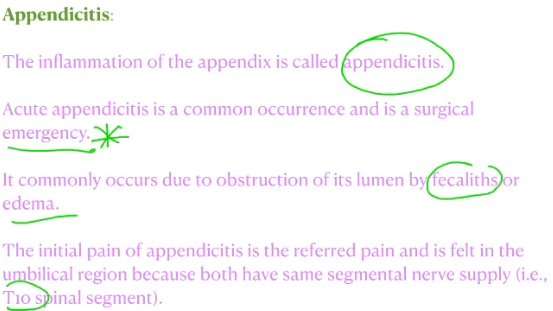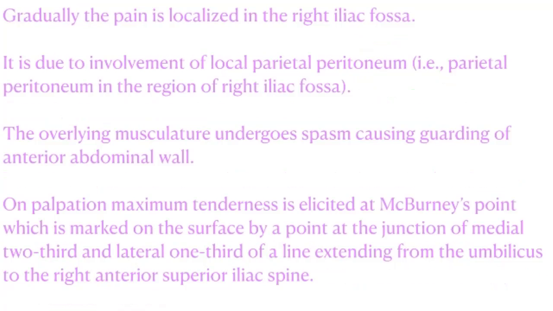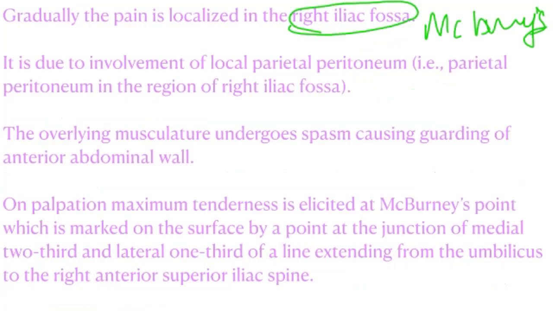Gradually, the pain is localized in the right iliac fossa, especially at McBurney's point. It is due to involvement of the local parietal peritoneum. The overlying musculature undergoes spasm, causing guarding of the anterior abdominal wall. This is a clinical observation.